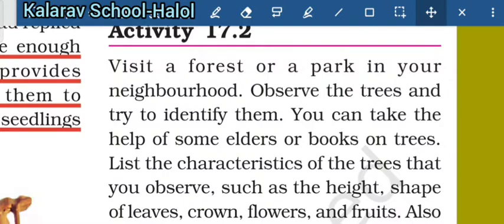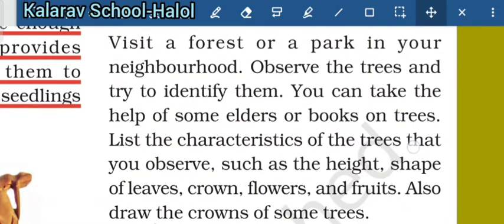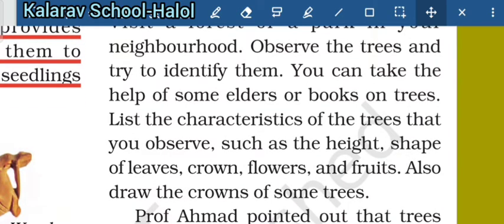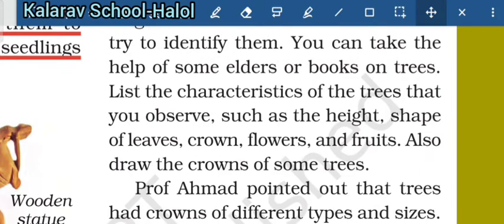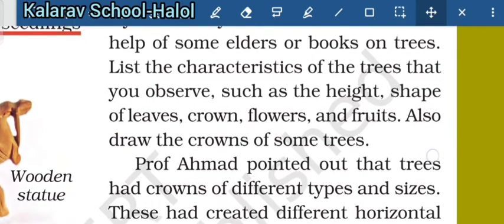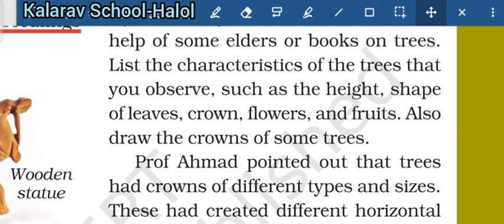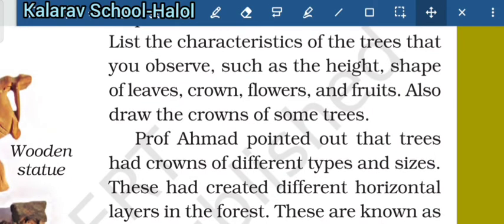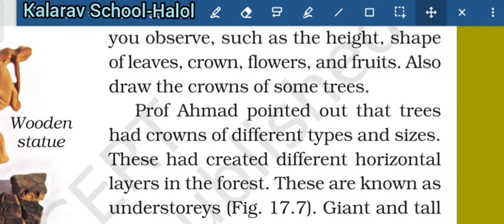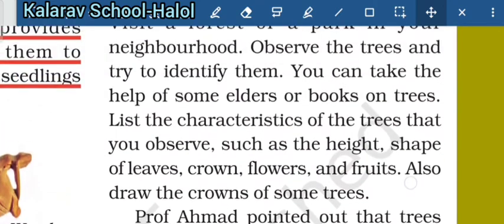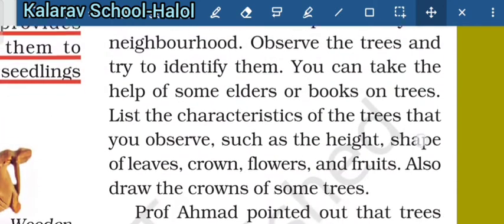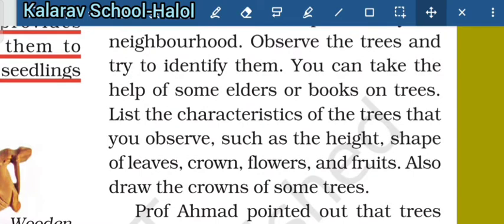So here is the activity you can see. Visit a forest or a park in your neighborhood. Observe the trees and try to identify them. When you identify the trees, you can take the help of some elder or books on trees. You have to write the characteristics of the tree: their height, shape, leaves, crown, flowers and fruits. Also draw the crowns of some trees. This is the activity for you. You can do it at home. I will give you this activity in your project book.